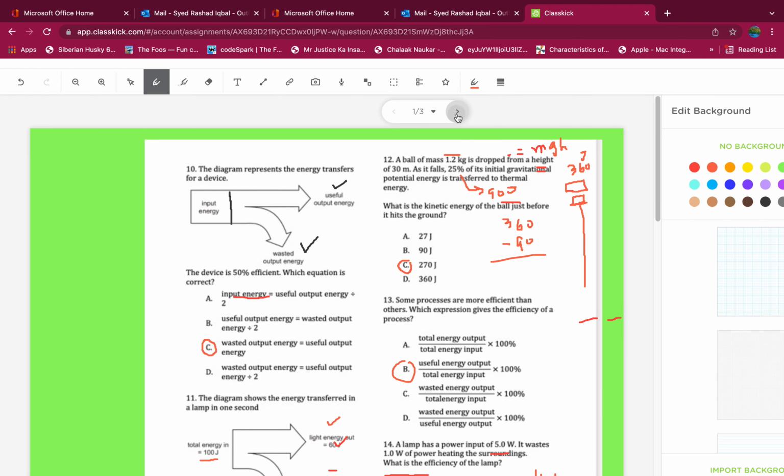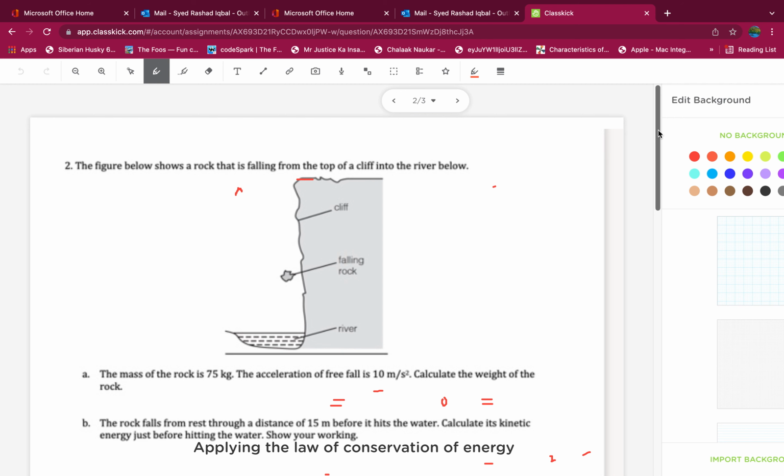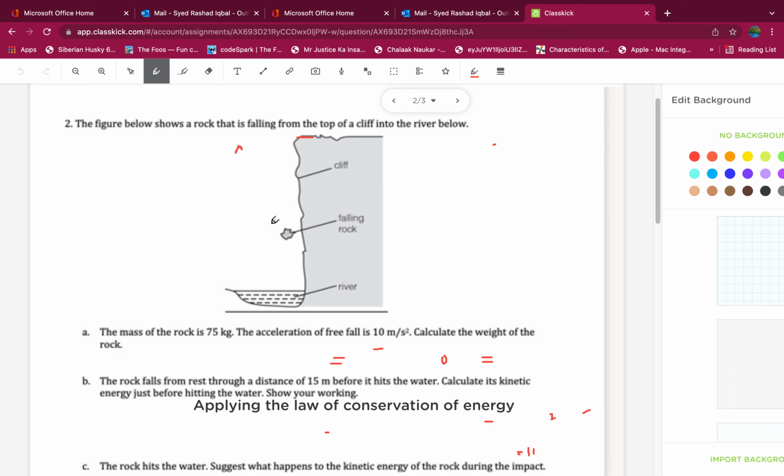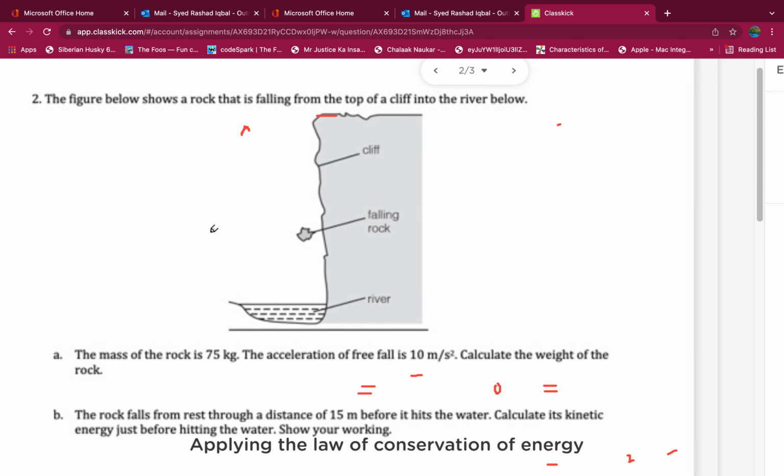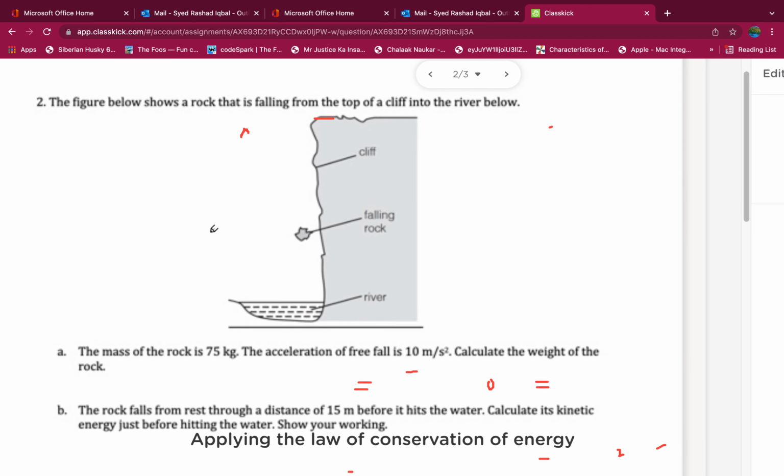Now we'll go to page number 2 here. Let's see another question. Can you see it clearly or no? Or shall I make it bigger? Okay, I thought this is okay.